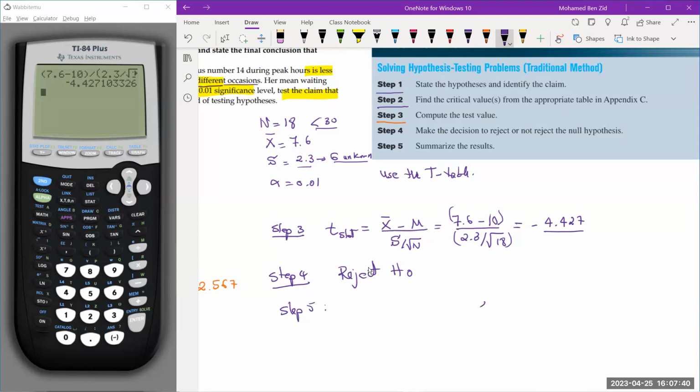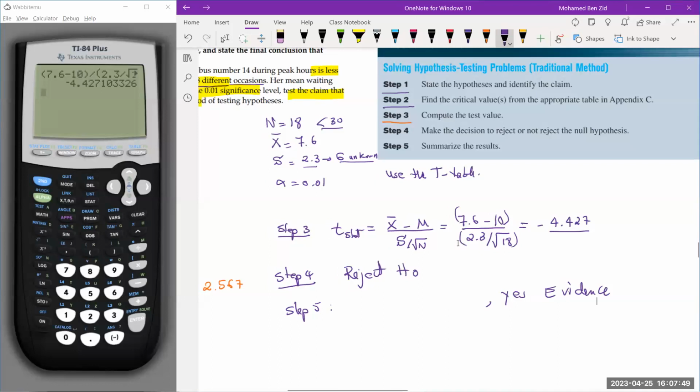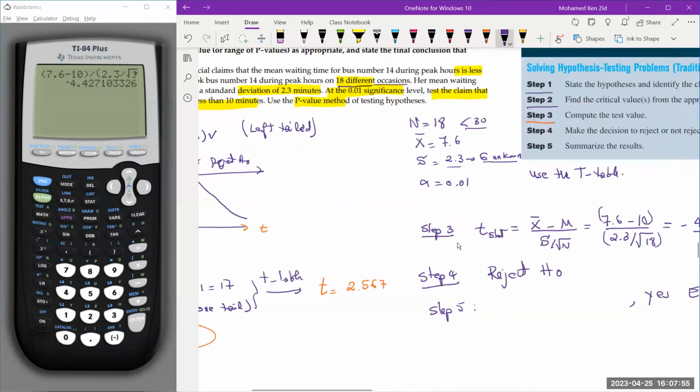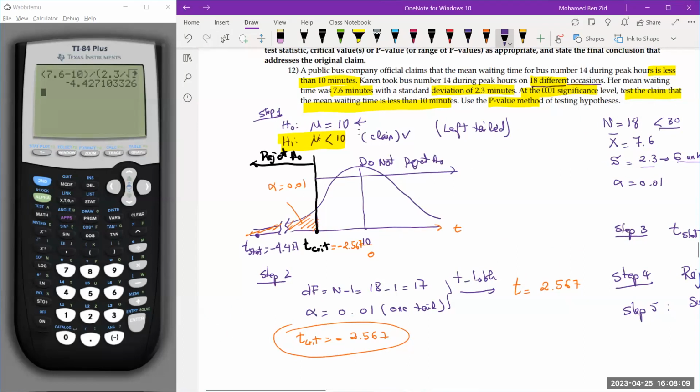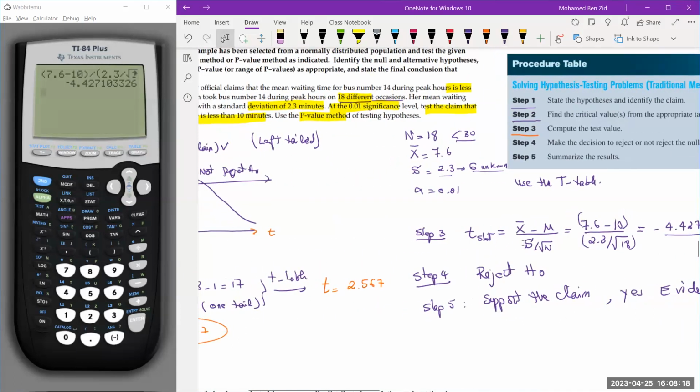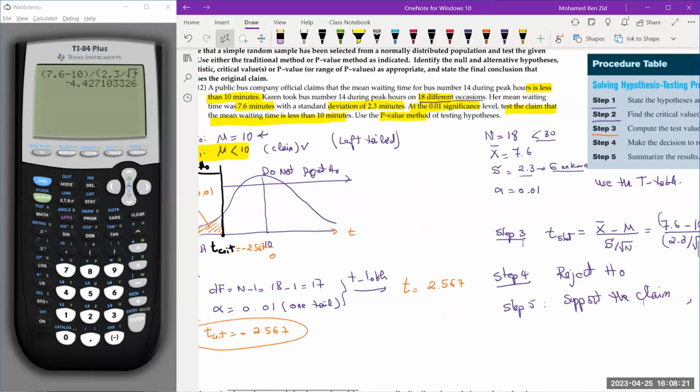So if you reject H0, yes, you have evidence. And are you supporting the claim or not? If you reject H0, so you are supporting the claim, yes. And I'm supporting the claim just because the claim is H1, it's not H0. So if I reject H0, I am supporting H1, right? Okay, so now let me try to find the p-value, all right, and do it differently.